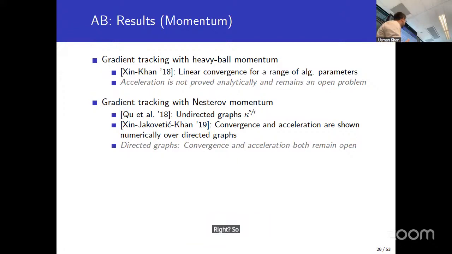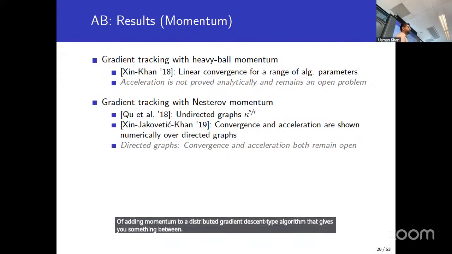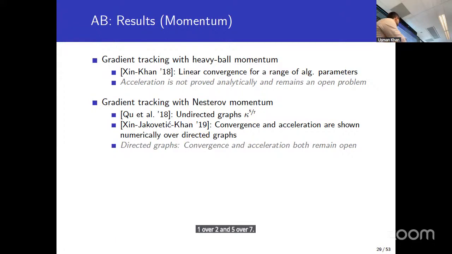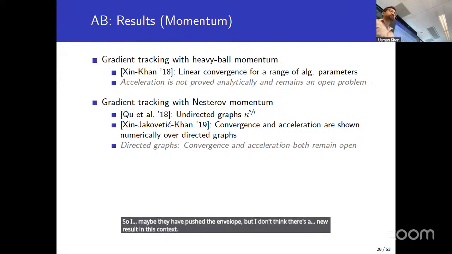Right? So I believe that you could still come up with some variation, some trick of adding momentum to a distributed gradient descent type algorithm that gives you something between 1 over 2 and 5 over 7. And this is from several years ago. So maybe they have pushed the envelope, but I don't think there's a new result in this context. Okay.